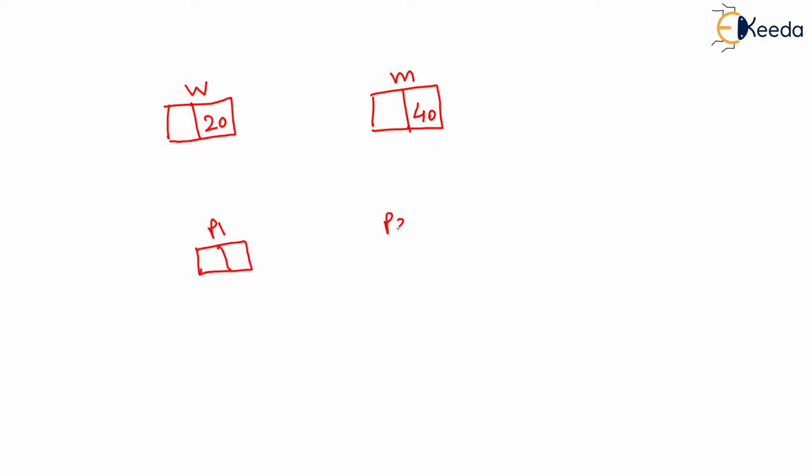Okay, before we go ahead, just check this. Suppose I have a variable, let's say W, and it is storing some value 20. I have another variable, let's say M, which has a value 40. And I have two pointers, let's say P1 and P2. If the address of W is, let's say, 500, 501, and P1 is storing 500 right now, then P1 is pointing to W, correct? If M is stored at address 600, 601 and suppose P2 is storing 600, then P2 is pointing to M.